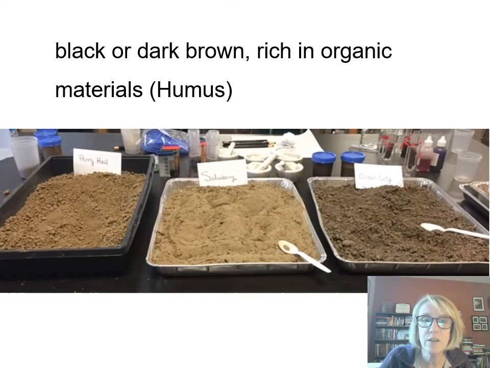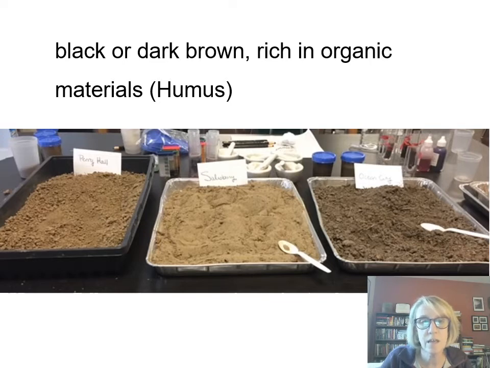Generally what we're going to think about with color is that we want black or dark brown soil. That's going to indicate that it's rich in organic materials. As things like plant leaves fall, or plants die, or there's organic debris, that's going to start breaking down and integrate with the soil. That partially broken down organic debris is called humus. So soils that have a higher quantity of humus are generally thought of as better soils.